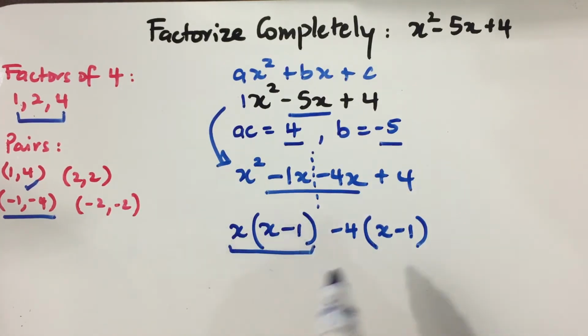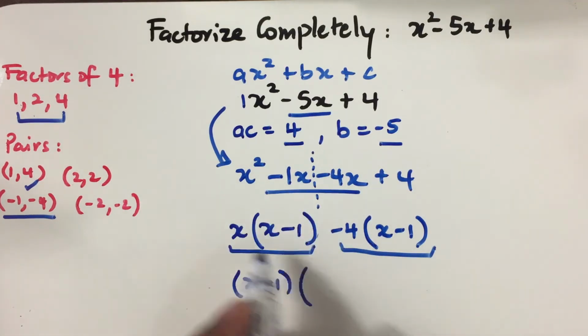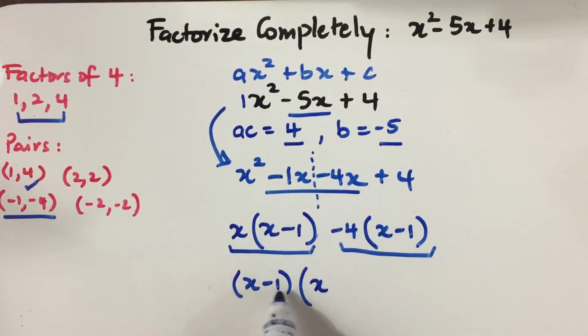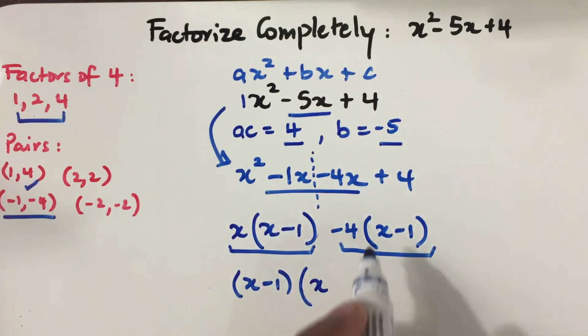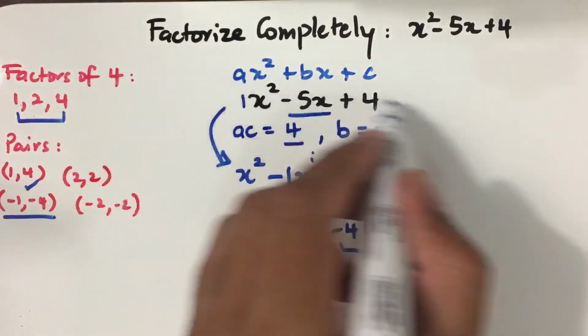Now we have two big terms here, and let's find what is common between these two terms. We see that x minus 1 is common between these two terms. Now we open the bracket, and now we say x minus 1 times something will give us the first term, but we see that's x, because this is x times x minus 1. And now x minus 1 times something will give us this term here, well, we see that is minus 4. Now we have factorized this quadratic expression.